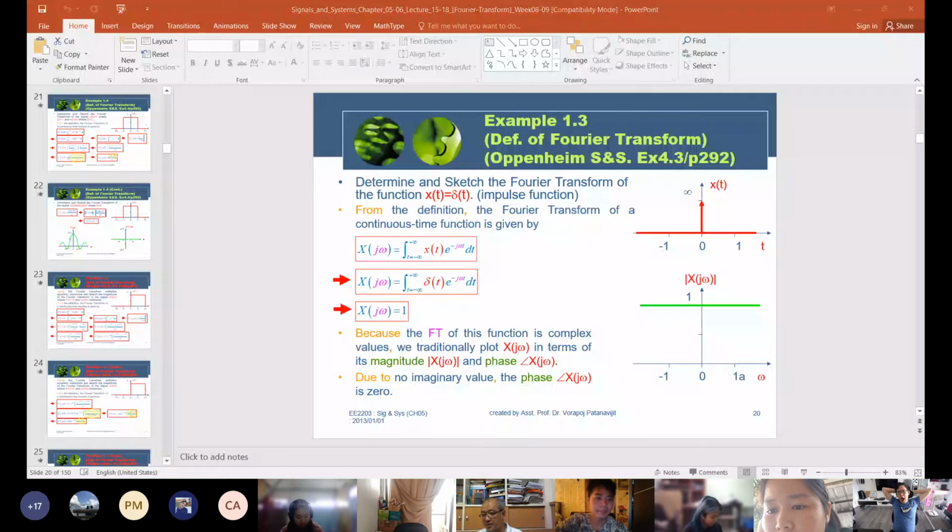For language, okay, language is okay, but if you can simplify more than this, it's better.